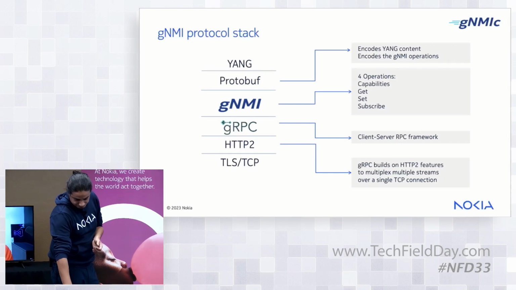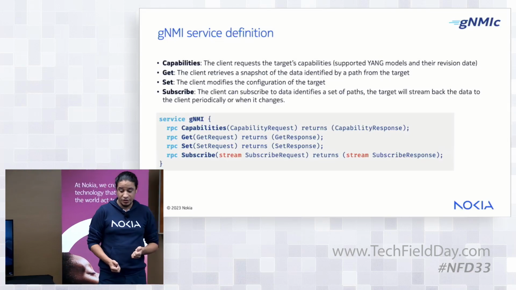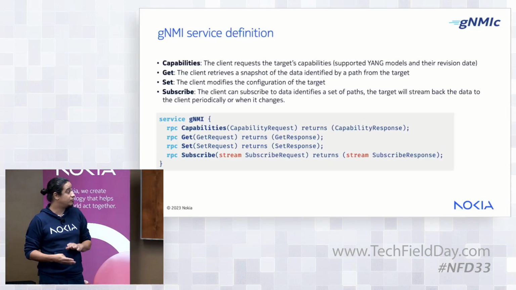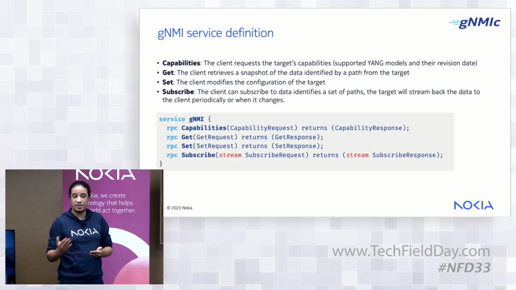Going a little bit more in detail into the gNMI service definition. Like I said, there are 4 RPCs. You can see the protobuf definition at the bottom over there. The 4 RPCs are capabilities, get, set, and subscribe. Each one has a request and a response.